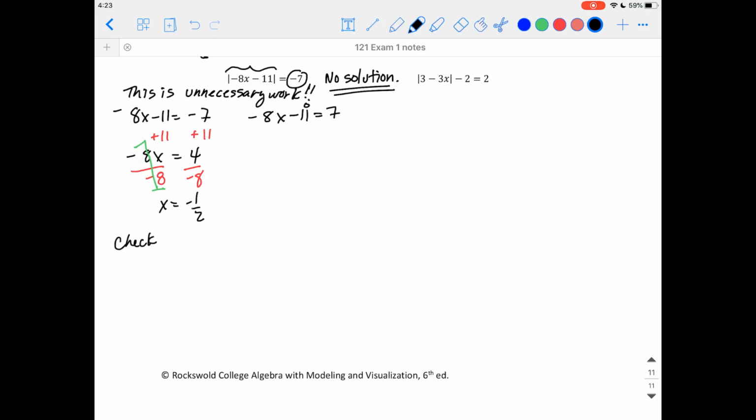So if I check my answer, I'm going to do negative 8 times negative 1/2. A negative times a negative is a positive, and half of 8 is 4. So it's going to be 4, minus 11 is negative 7. And when I take the absolute value, I'm going to get 7. And 7 does not equal the negative 7 that we want as our answer. So therefore, x equal to negative 1/2 is not a solution.